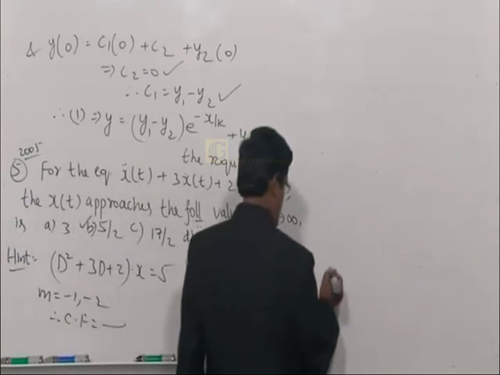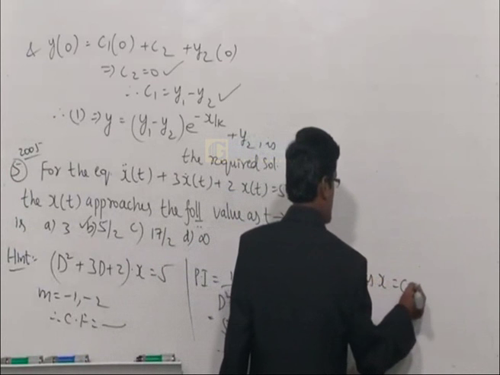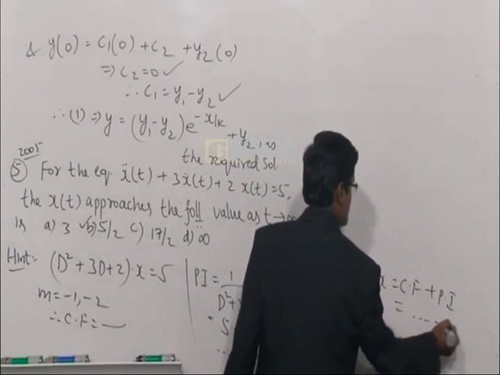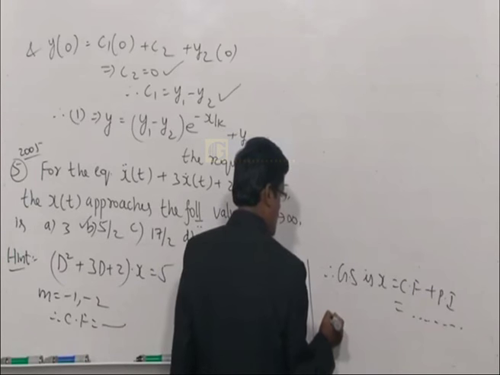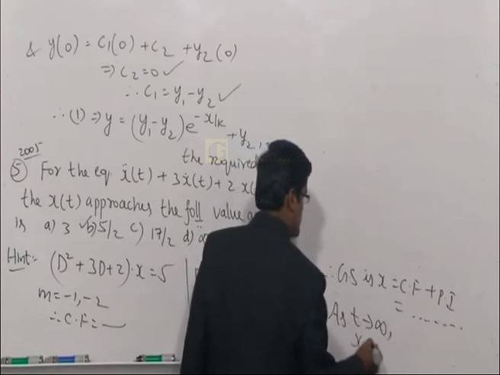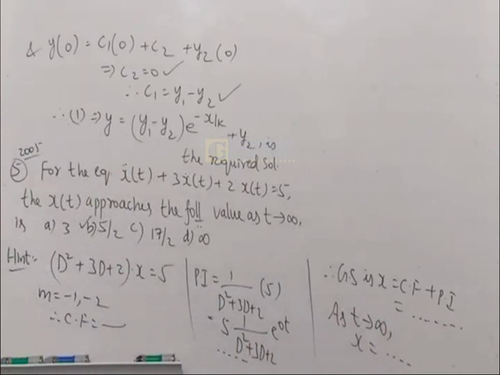After that, therefore, the general solution is x is equal to CF plus PI. Just write down, as t tends to infinity, x is equal to, after finding CF plus PI, that is adding these two, and then put t is equal to infinity.